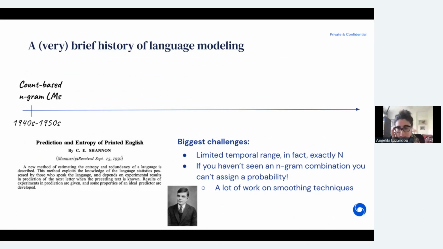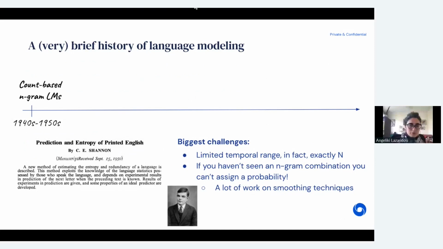However, even if we could live with that, the major problem at the end of the day with these count-based n-grams is the fact that if you haven't seen an n-gram combination, you can't assign a probability to it. And as I said before, language is an ever-evolving communication medium. So we constantly have new words coming up. And n-gram language models are very, very limiting in that respect.